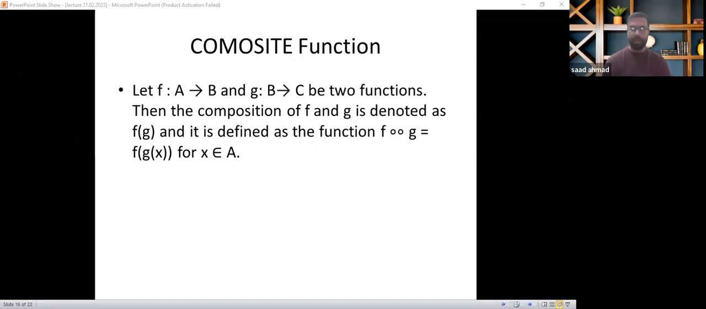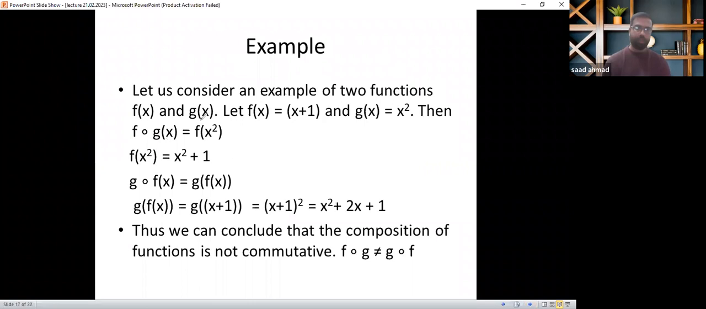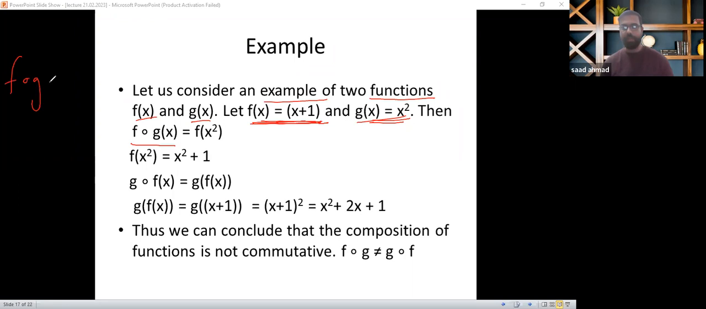Let's see some examples, and then if we get the time, we'll also see a little bit of the domain and range for this. Let us consider an example of two functions, f of x and g of x. So f of x is x plus 1. This is our first function. And the second function, g of x, is x squared. Then f of g of x is what we are trying to find. That's how we will write it.